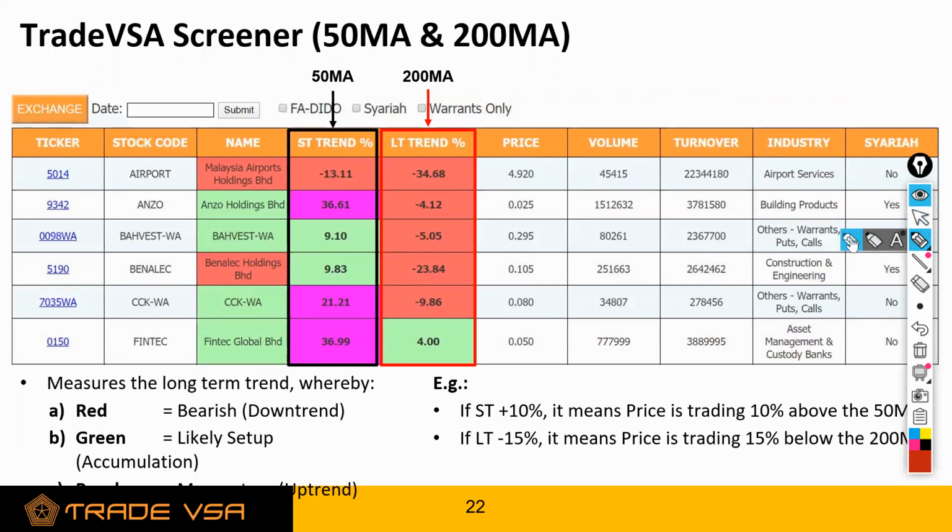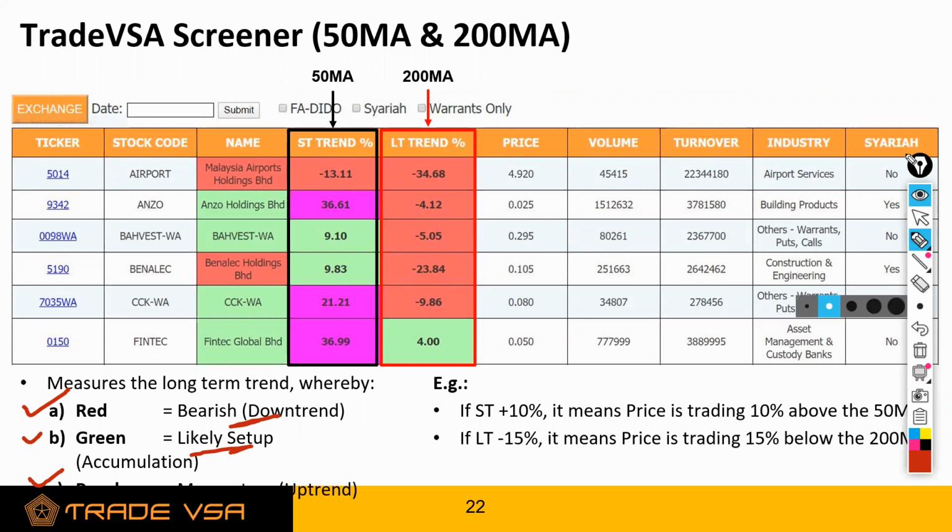All right, just want to go through here. Again, red color is downtrend, bearish. Green color is a likely setup, accumulation. Sorry about this. This is purple. Purple is momentum, uptrend, a strong uptrend. So be careful on pullbacks.